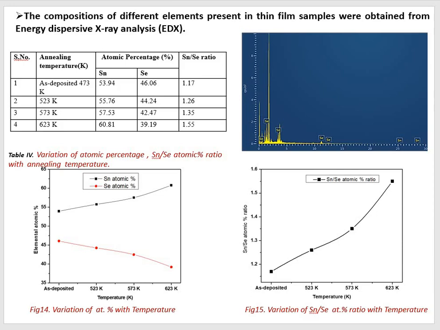Table 4 clearly shows that as deposited SnSe2 samples lack selenium during deposition at 473 Kelvin, and the tin to selenium atomic ratio varies from 1.17 to 1.55 with the increase in annealing temperature. The atomic percentage of selenium decreases with the increase in annealing temperature due to re-evaporation of selenium at higher temperatures.